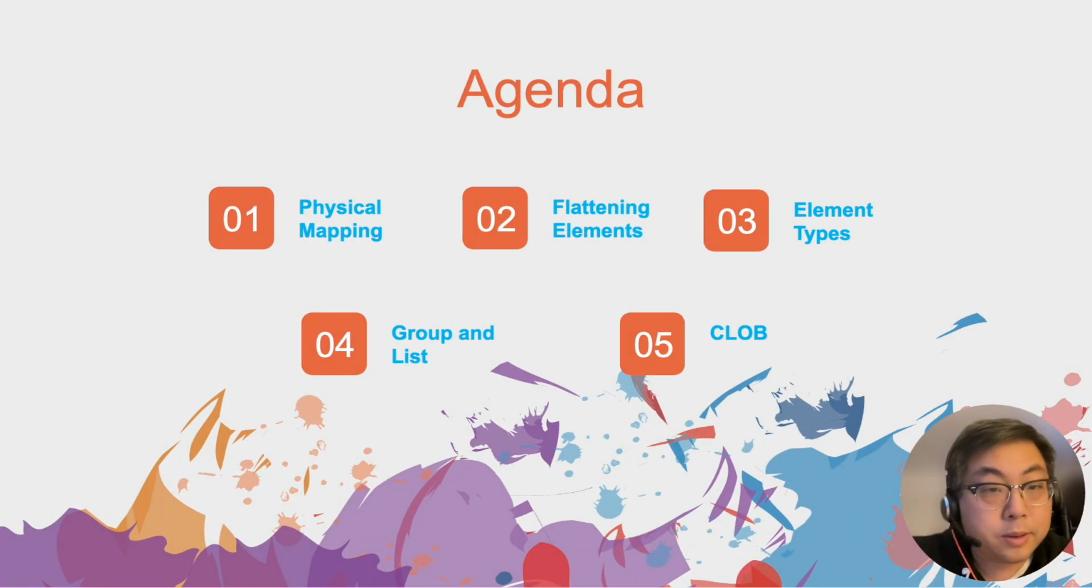So I can see there are quite a lot of things we need to talk through today in schema. Break it down into five sections. First one is about physical mapping between business object to the database table fields. Second, about flattening element. Third one is the element types. The fourth one is I'm going to talk through the grouping and also the list. And number five, last one is CLOB.